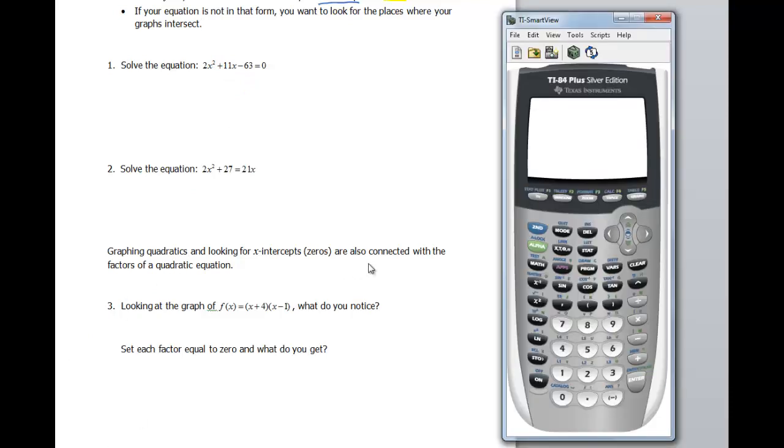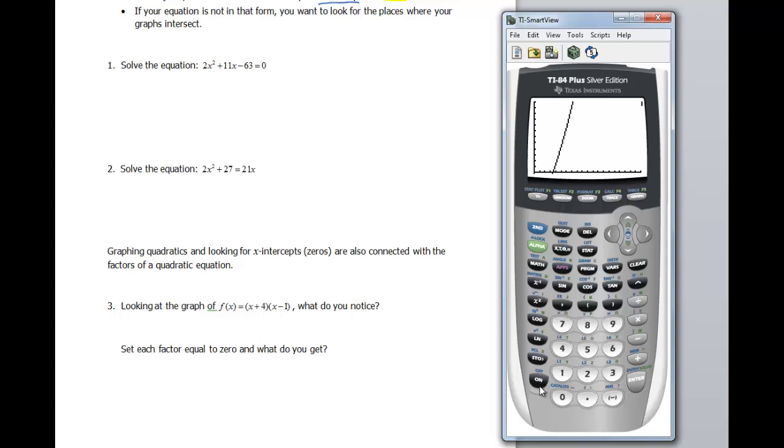Okay, so I'm going to go to my y equals, clear anything out that I have in there, clear both of these out. Then I'm going to type in my equation 2x squared plus 11x minus 63. Now, if you want to put a 0 in your y2 and then do the intersection, that would be perfectly fine too, but I'm going to show you a little bit different way to do it today. All right, let's graph this.